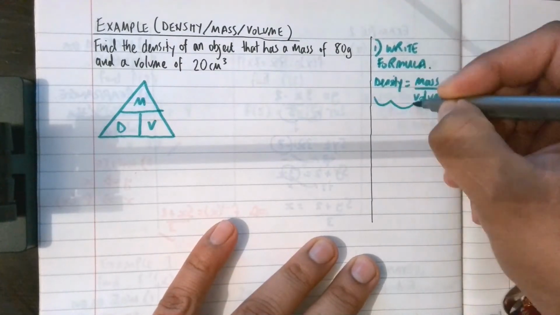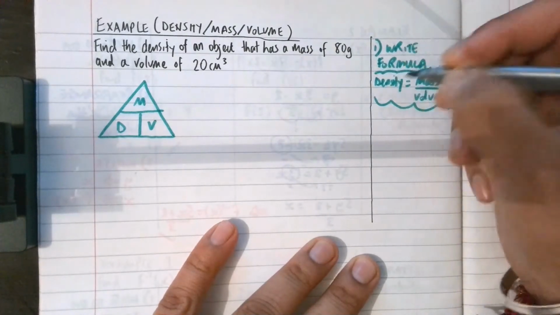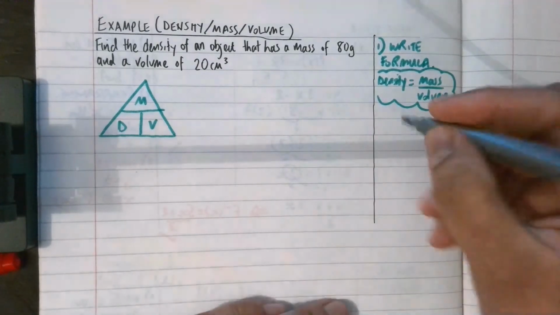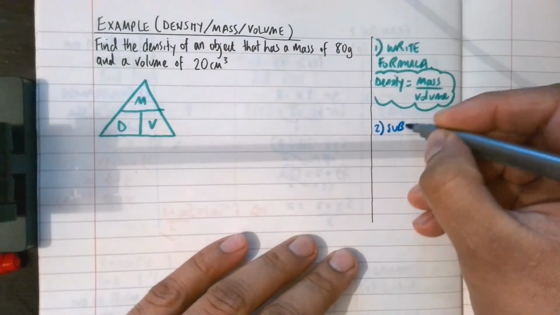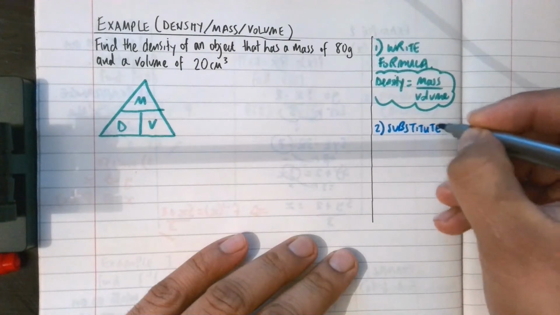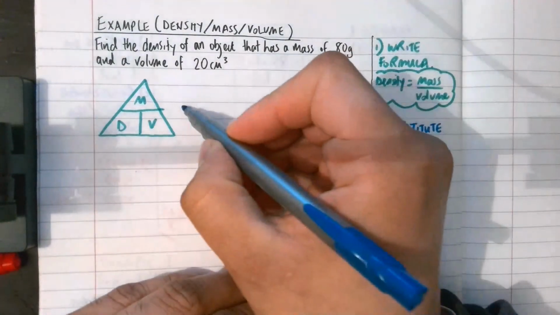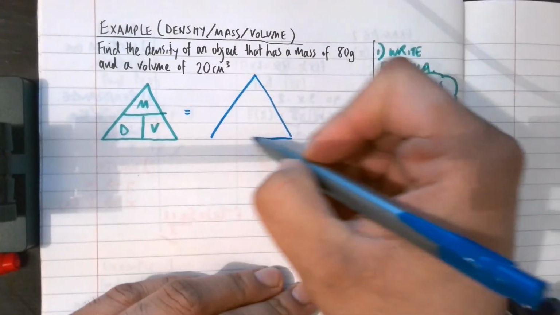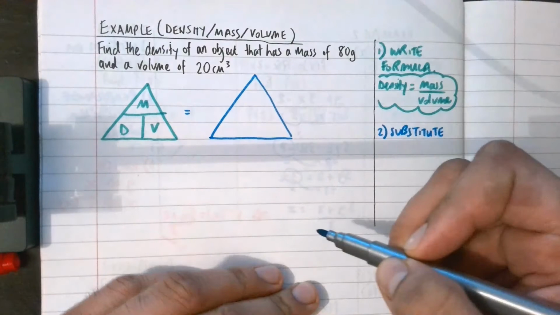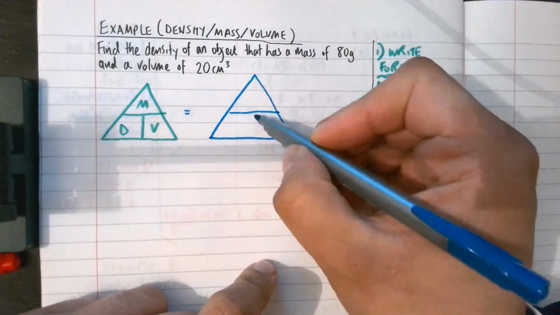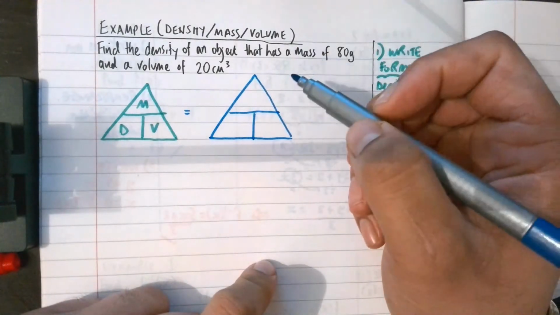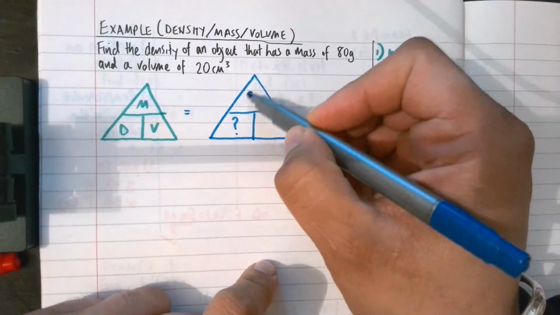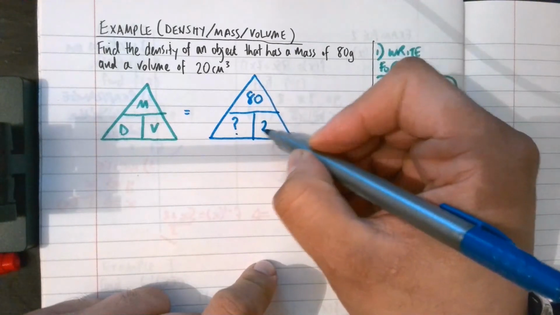And then our second step is going to be to substitute into the formula, or in this case substitute into the triangle. So we draw a triangle out again. Leave enough space in the triangle so you can get some numbers into it. So we don't know, we're looking for the density, so we put a question mark there. We have the mass, it's 80, so we put 80 there. And 20 goes in the bottom right corner.